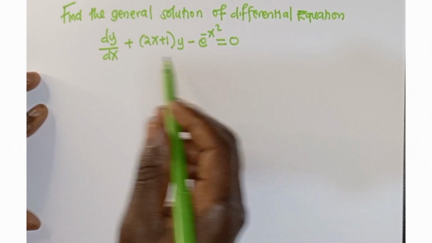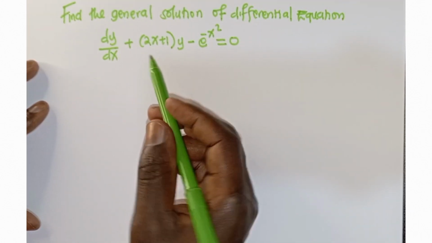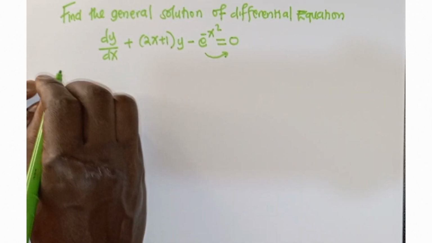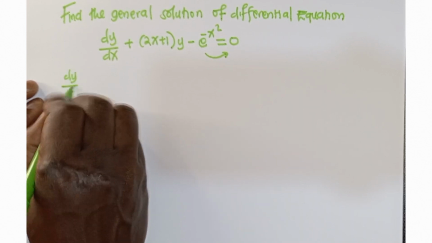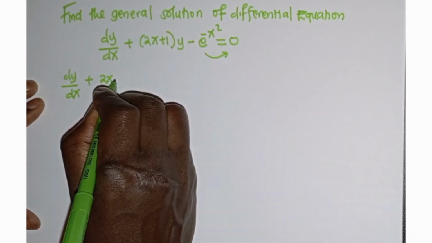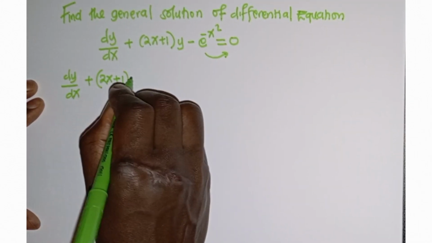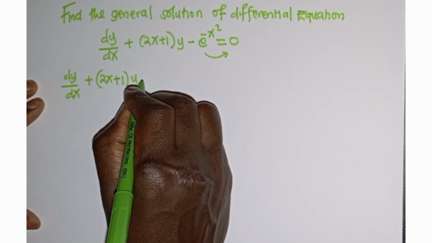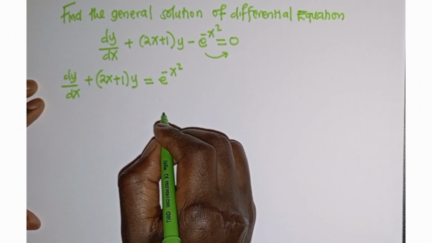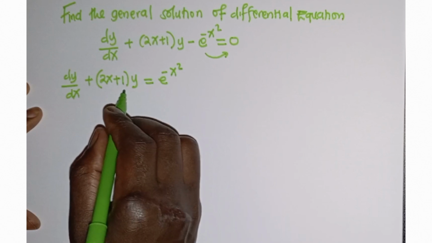Why? Because you can't separate variables here. You cannot separate variables. So what do we do? We begin by taking this term to the other side. So we shall have dy/dx + (2x + 1)y = e^(-x²).